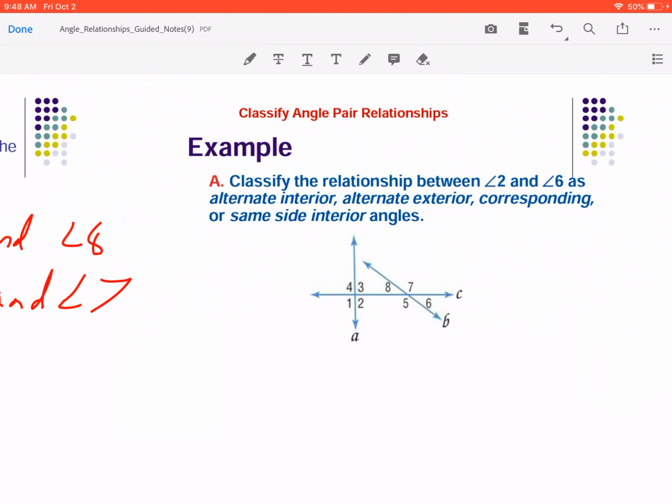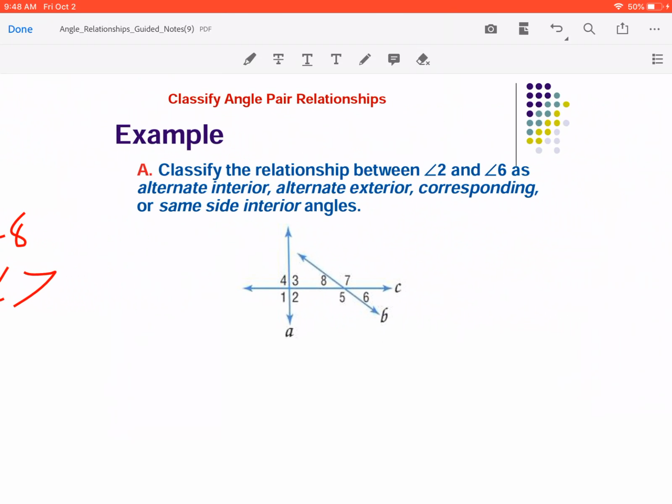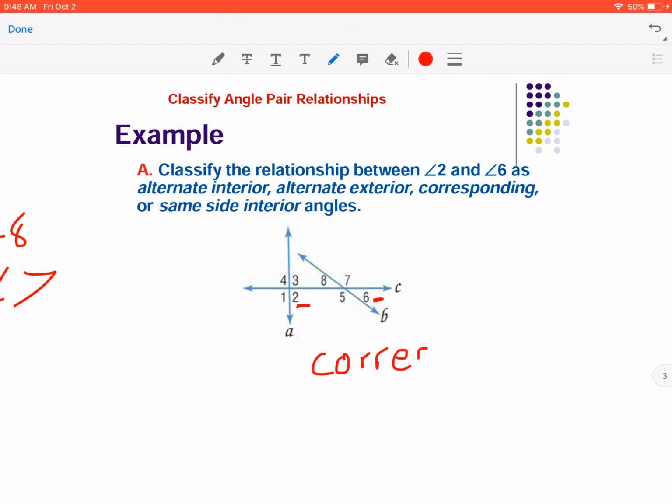All right, so let's look at it. Again, you're not finding any angle measures. That'll be the next lesson, not today. Classify the relationship between angle 2 and 6 as alternate interior, alternate exterior, corresponding, or same side interior. Remember, same side interior and consecutive interior mean the same thing. So I'm concerned with 2 and 6. You could turn your paper sideways if you wanted to, but in my opinion, 2 is bottom right, 6 is bottom right. So they're in the exact same location. They should be corresponding.